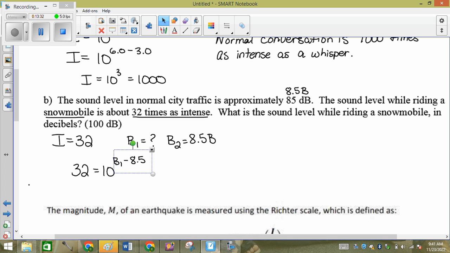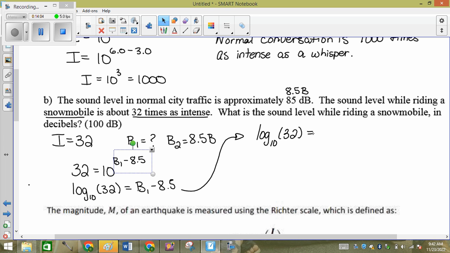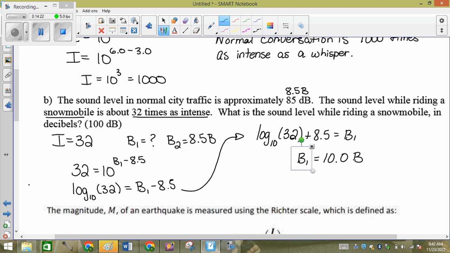Now, some people might say, well, how is this a log word problem? What must I do? Convert to a log, right? They just gave you the weird log equation at the beginning, but I always use this one. So now I have log base 10, which I don't have to write, but I am, to prove a point, of 32 equals B1 minus 8.5. And then I just have to add my 8.5. So I get log base 10 of 32 plus 8.5 equals B1. And so then B1 equals 10.0 bels. But what do they want it in? Decibels, because it says in decibels. So we move our decimal place 1 to the right, to undo what we did. It's 100 decibels.